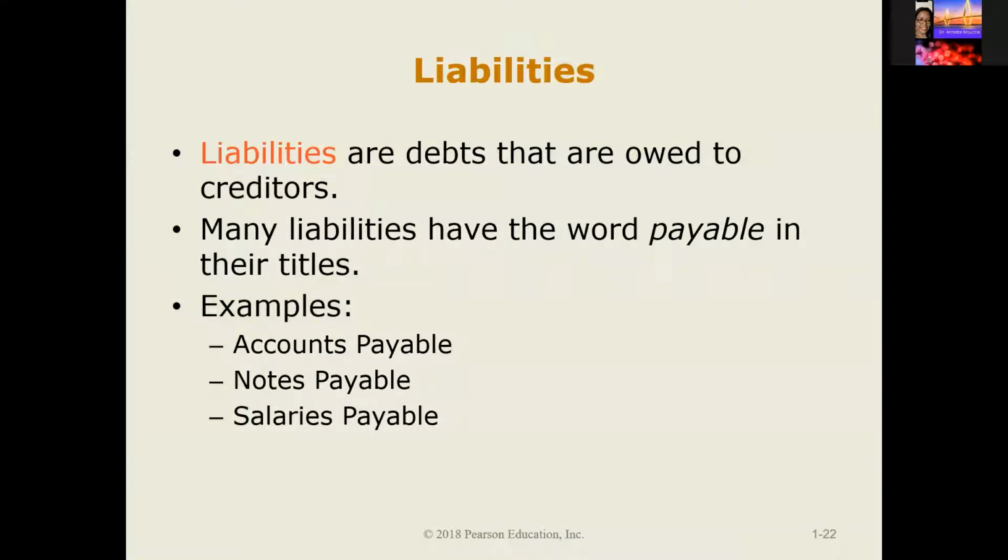Liabilities are claims to assets. Claims to assets come from either liabilities or equity. Liabilities are amounts the business owes. They represent the creditors' claims on the business assets. Many liabilities have the word payable in their titles. For example, accounts payable, notes payable, salaries payable. All of these are liabilities.